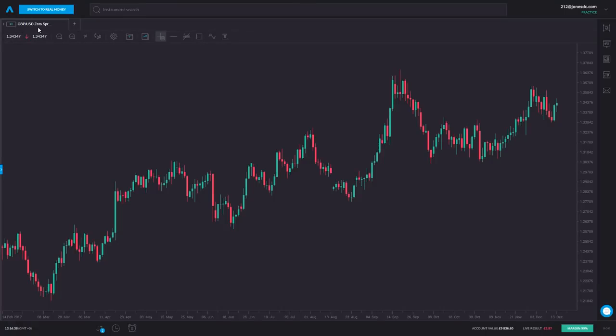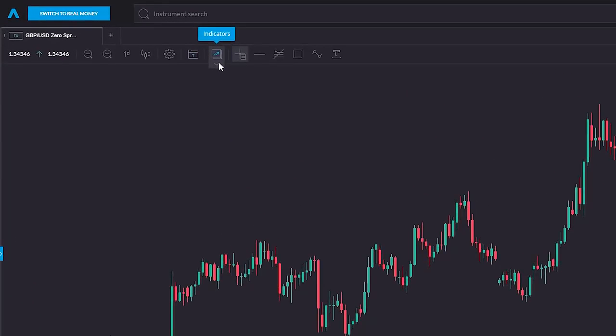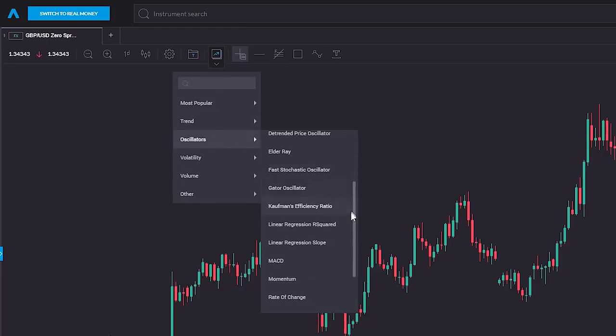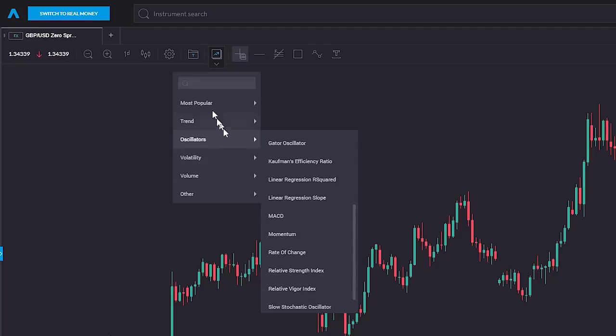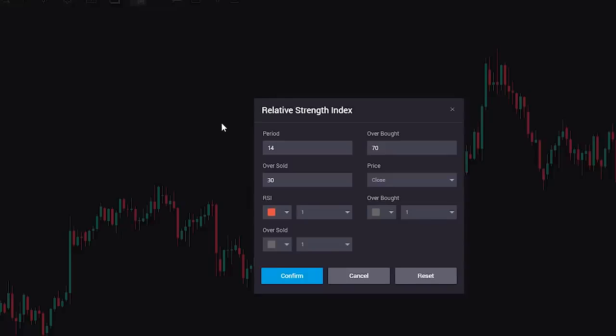We've got pound US dollar zero spread, daily candlestick. Each candlestick represents a day's worth of trading, nothing else on the chart. Let's add our RSI. We access the RSI from the indicators tab up here. We can click down, choose oscillators and scroll down and pick Relative Strength Index, but it's also in the most popular because it is one of the most popular. Click on Relative Strength Index.